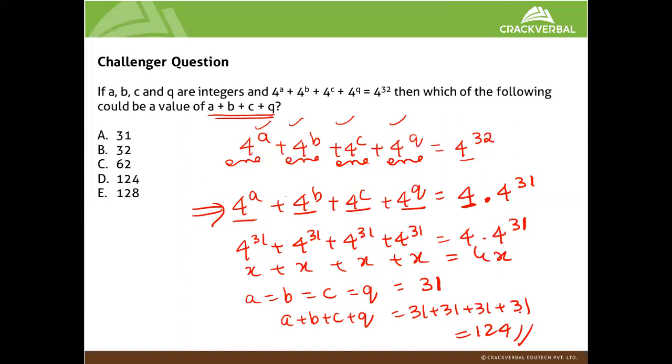Okay with this, guys? It's a very, very tricky one because you just can't equate the powers directly, right? You can't equate the powers directly and say A plus B plus C plus Q has to be equal to 4 to the power of 31. You're going against the rule of indices, right? So what I did, I had to make the left-hand side equal to the right-hand side. So I ended up keeping all the values A, B, C, and Q equal to 31, and I kept it in the form of x plus x plus x plus x, which is equal to 4x. Okay with this, guys? All of y'all?